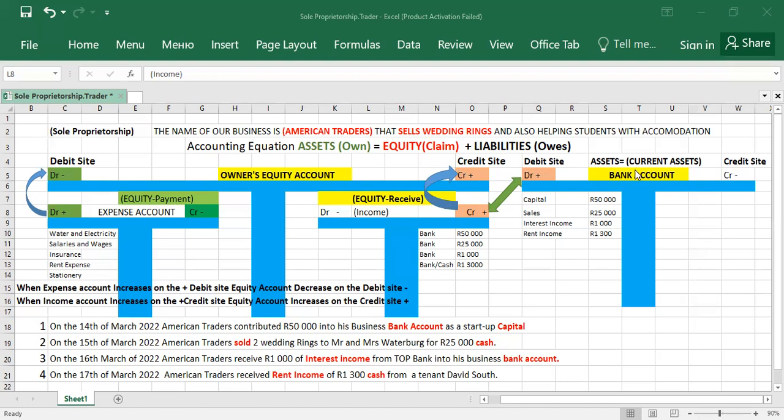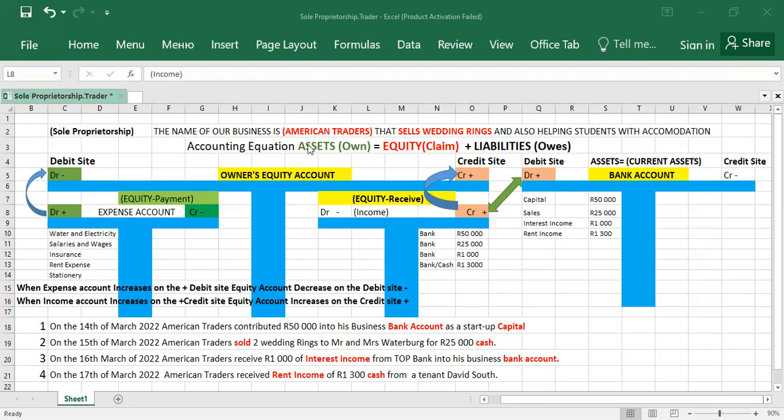Let us come back to the bank account. We have to know that the bank account is an asset, but what type of asset is our bank account? The bank account is a current asset. What is the definition of a current asset? Remember, current assets are assets that can be converted into cash in a short period of time.